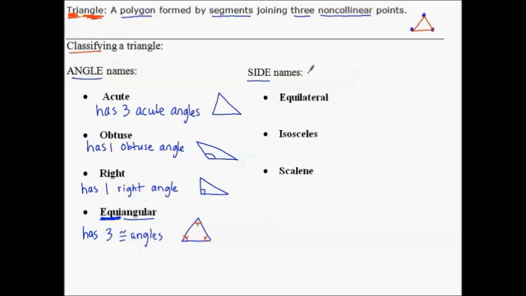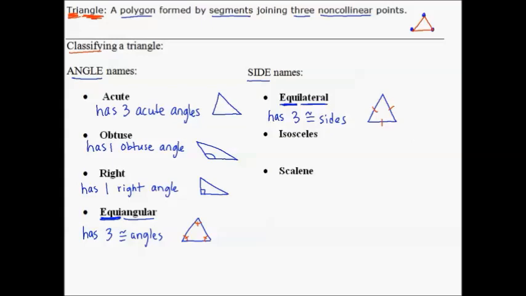Here's a review of how to classify them by their sides. Equilateral. Lateral refers to the sides. Equi, again, for equal. So equilateral has 3 congruent sides. And we can draw that, again, the sides all trying to look congruent, and put congruent marks through the sides.